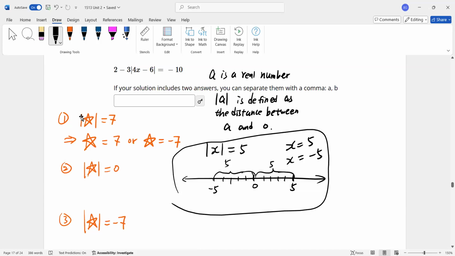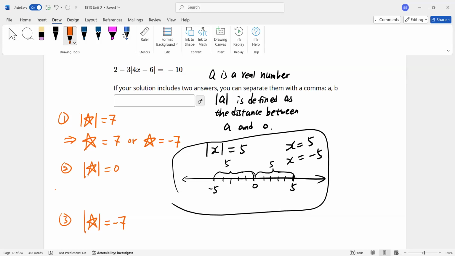The absolute value is a layer of skin of the onion. We have to get rid of it. How do we get rid of it? When the right side, 7, is a positive number, the stuff inside the absolute value symbol is either equal to 7 or -7, because both of them have absolute value 7.